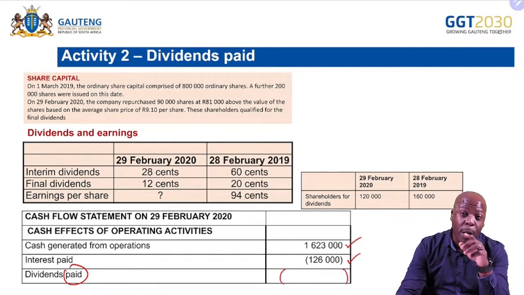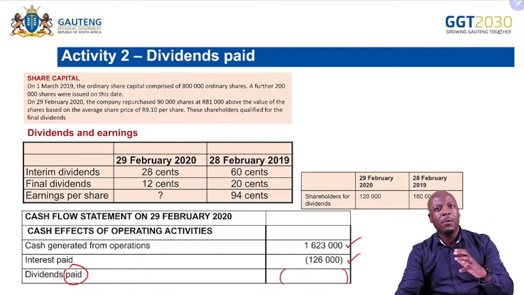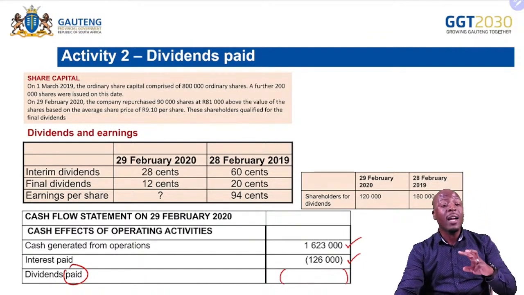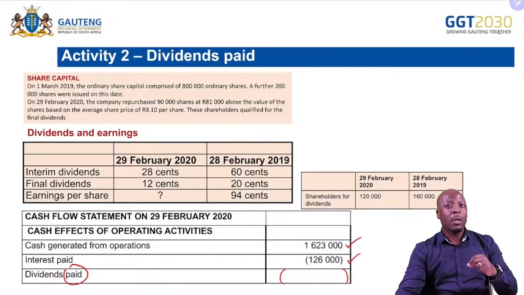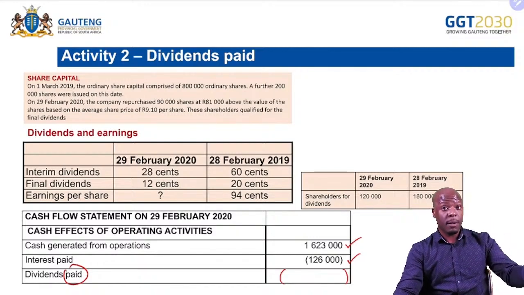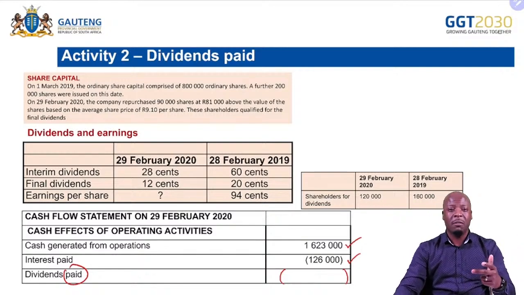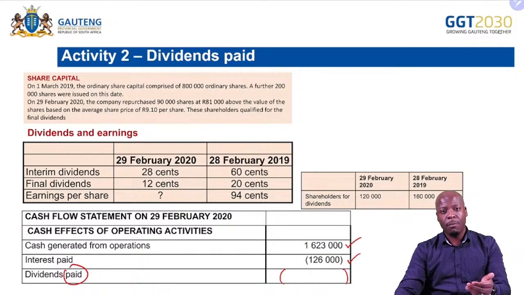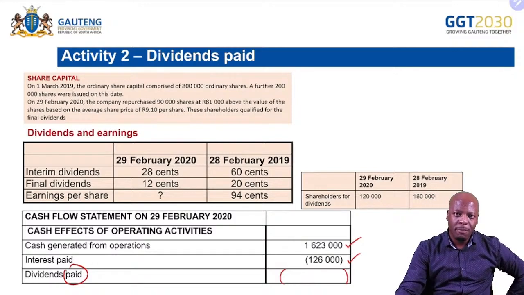Now, this is what I want you to do. I want you to think, how many times do we pay dividends? Or what are the two types of dividends? You're correct. We have what we call the interim dividends, which are paid during the financial year. And then there's the second one, which is called the final dividends, which is only declared, however, paid in the next financial period. Interim and final dividends.